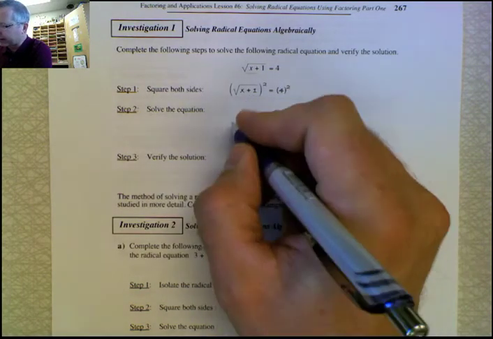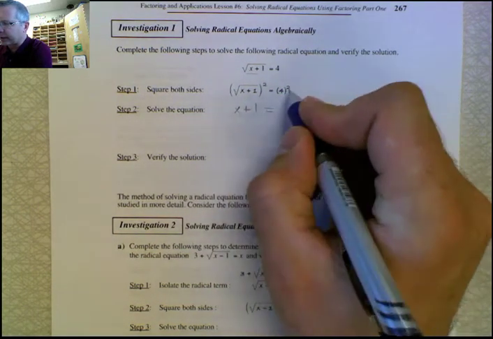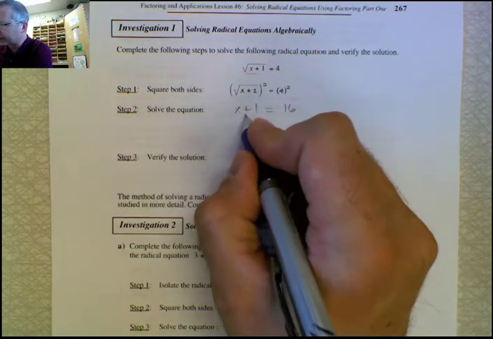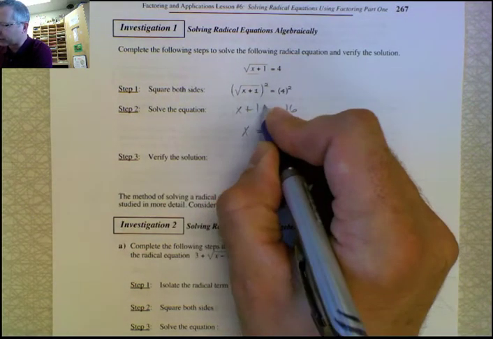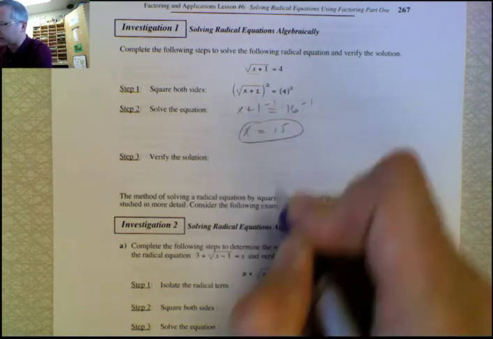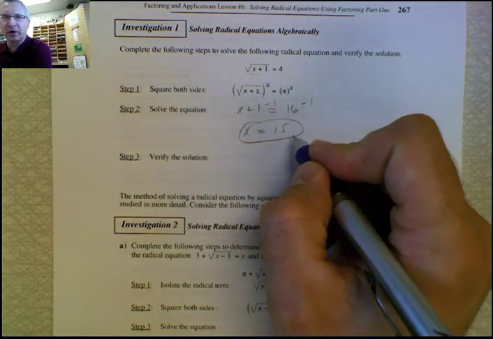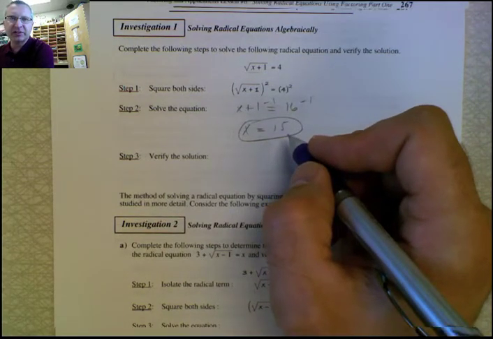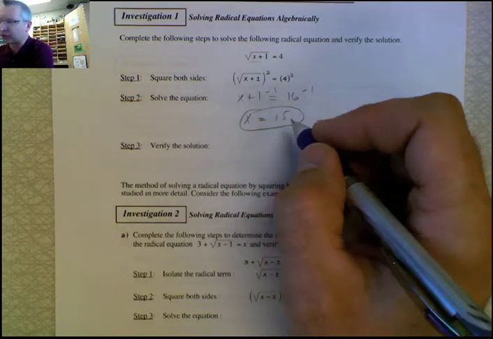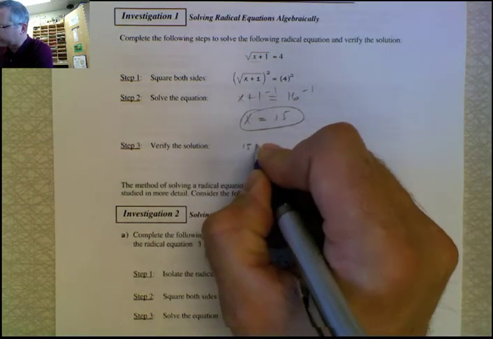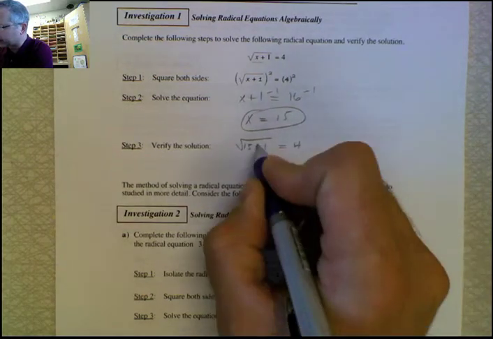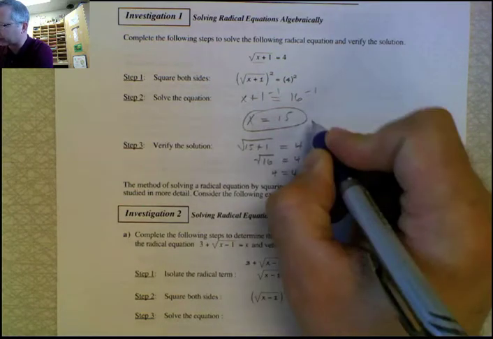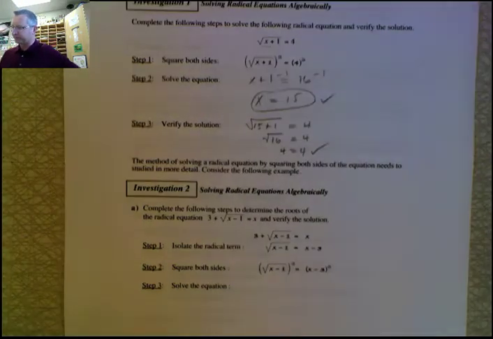When you square a radical, you're left with the radicand. And don't forget to square the right-hand side, the 4. 4 squared is 16. Now, if we solve for x, we subtract 1 from each side, and we get x to be 15. And you always want to check your solution. You will see why in a minute, but not always will your solution work. So we get the square root of 15 plus 1 equals 4. Square root of 16 equals 4. So yes, 4 equals 4. Yes, that is a correct solution.